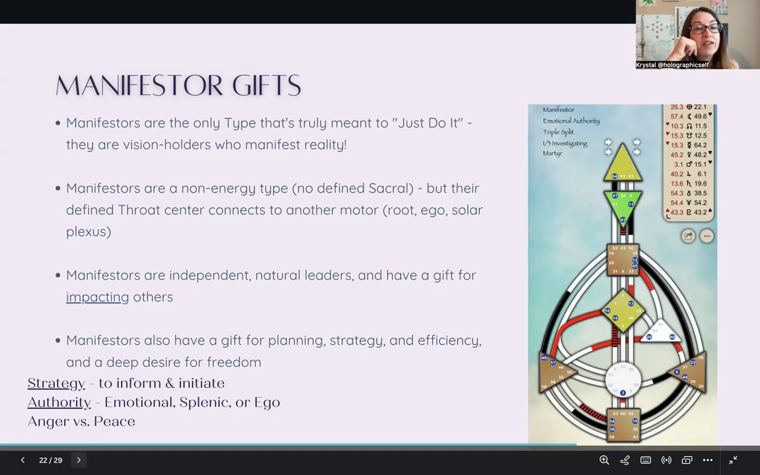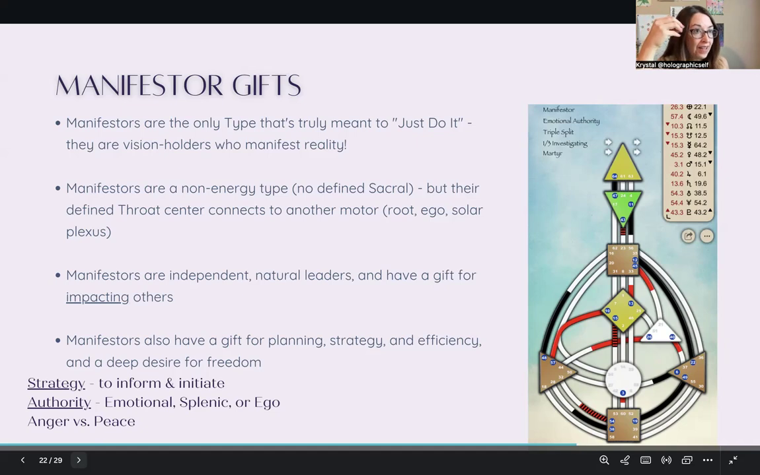Manifestors and projectors are very heavily conditioned by society, because there's a lot of conditioning in our general society about work ethic, make things happen, be consistent. That's actually the generator propaganda. Not everybody's designed to be consistent. Manifestors don't have a defined sacral. If you're a manifestor, you have an open or undefined sacral center. And you also have a connection between one of those lesser motor centers in your chart and your throat.